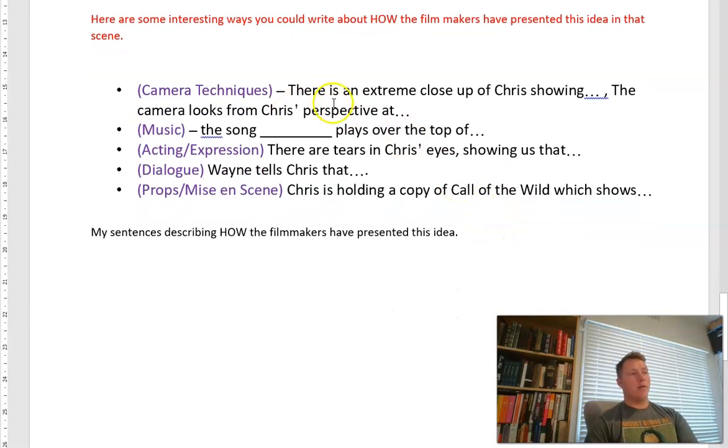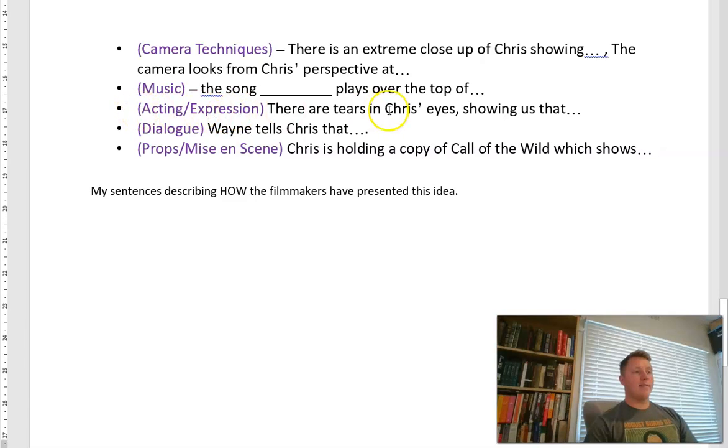So, if we were talking about camera angles, we could say, there is an extreme close-up of Chris showing, right? Or the camera looks from Chris's perspective at, right? So that's if we were going to talk about camera. There's a few different things we could say there. Music, the song, whatever, plays over the top. Acting or expression, there's a tear in Chris's eyes showing us that blah, blah, blah. Dialogue, Wayne tells Chris that, right?